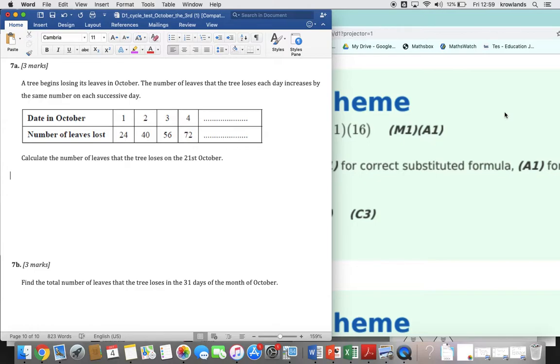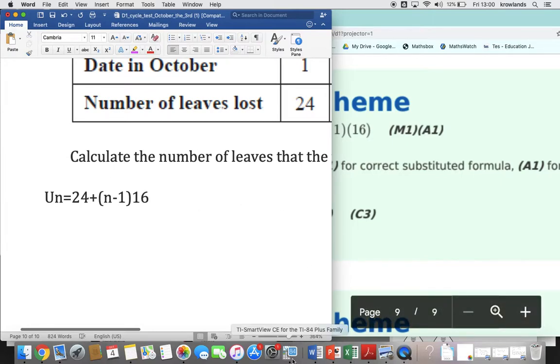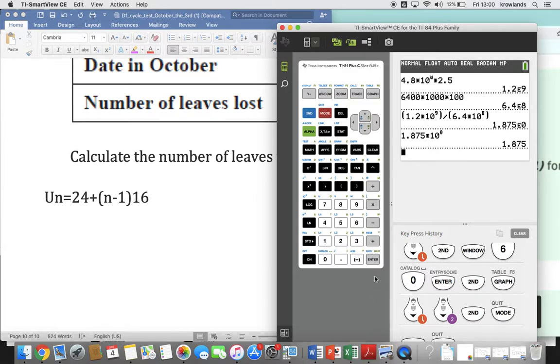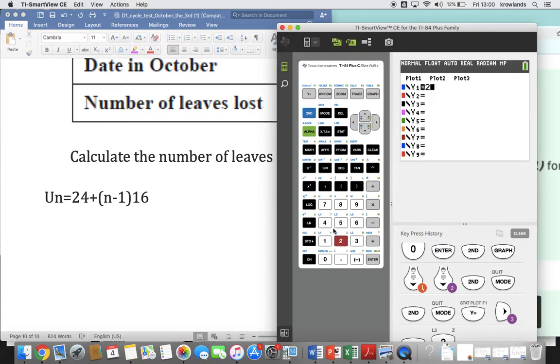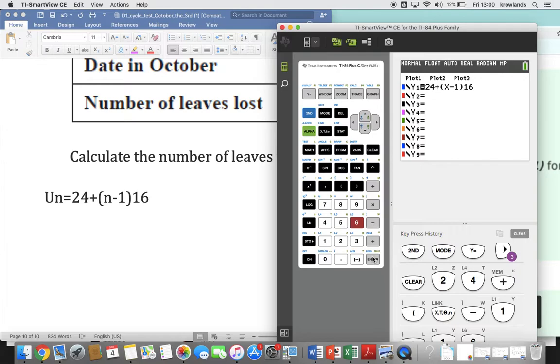And the way I did this is I worked out what UN was. So I'm going to say the first term is 24 plus N minus 1D. Each time we're adding 16. I'm just going to then type this on my calculator. So getting my calculator, I'm going to click quit. And then I'm going to type in Y equals, and I'm going to clear everything here. 24 plus brackets x minus 1 brackets 16, enter.